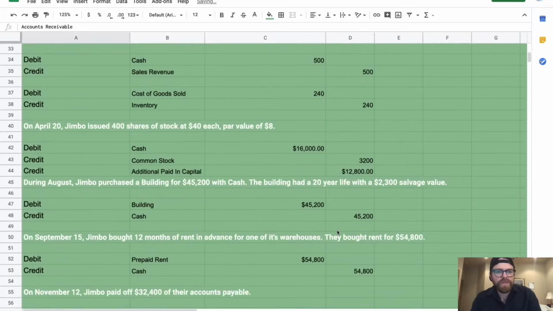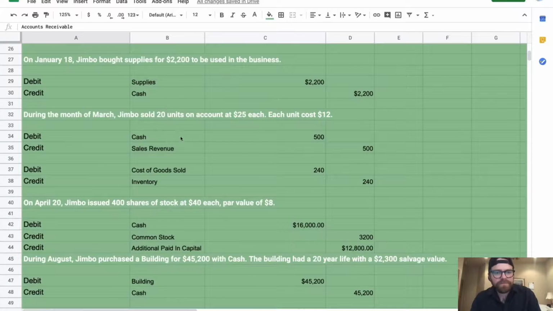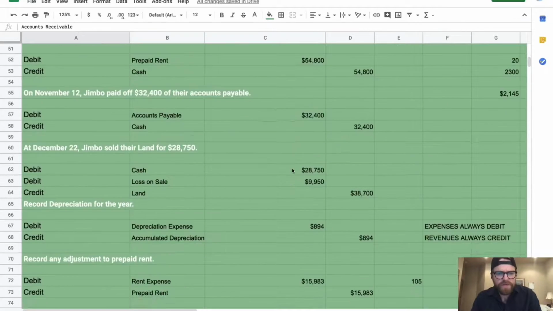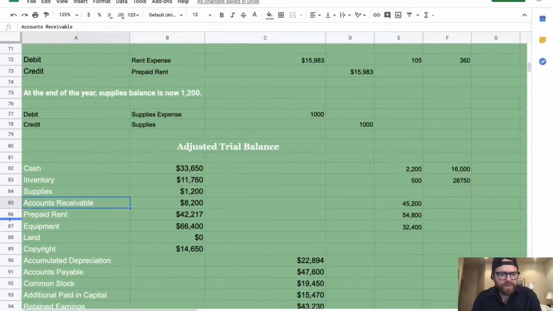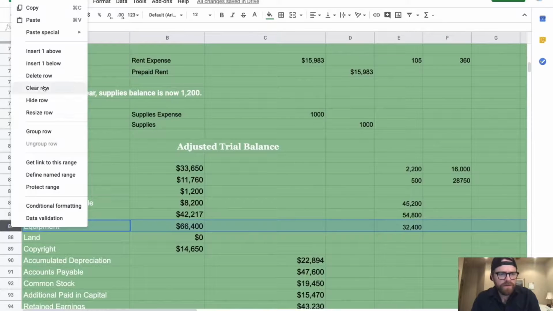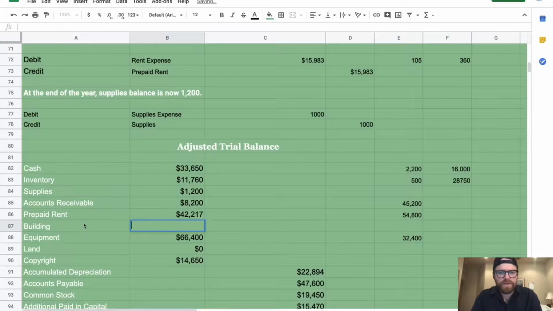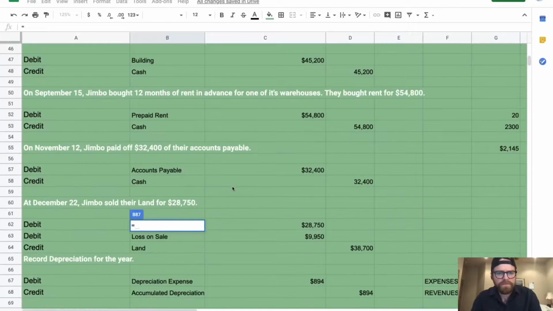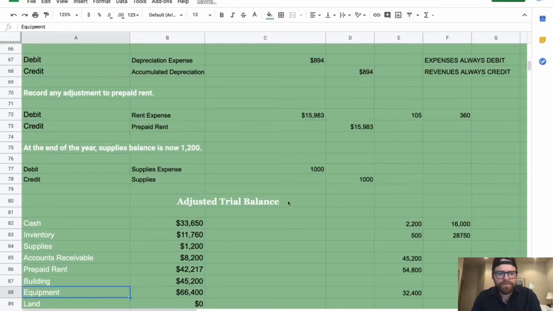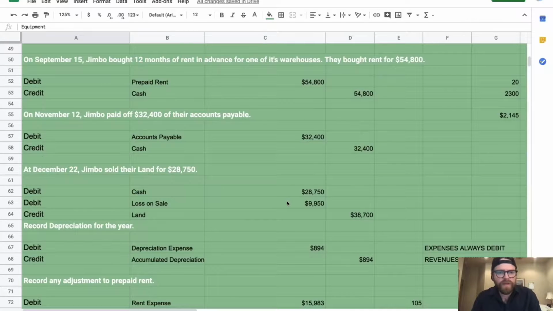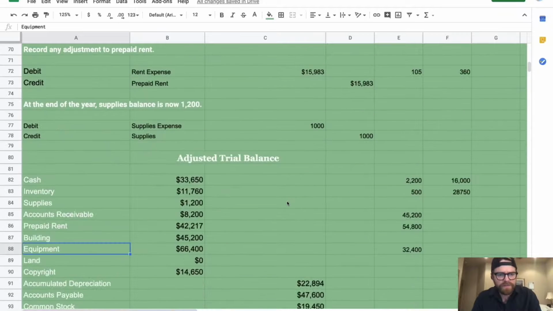Let's see what else we didn't have. Sales revenue, cost of goods sold. I'll show you where we put that in a sec. Building, we didn't add in building, so add in a building here. Building equals that number. All right. Building, prepaid rent, we have that.